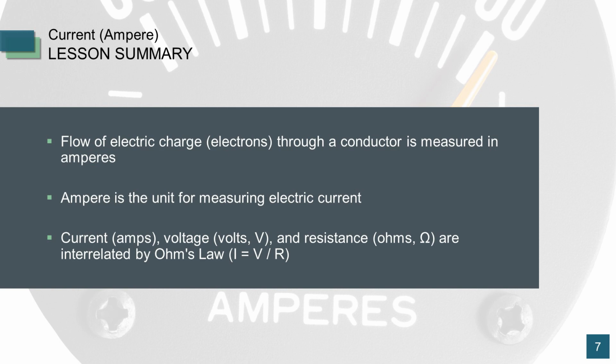Current, amps, voltage, volts, V, and resistance, ohms, omega, are interrelated by Ohm's law, I equals V divided by R. Voltage acts like the pressure pushing the current, while resistance restricts the flow. Understanding current flow is crucial for battery electric vehicle technicians to diagnose issues like overloaded circuits due to excessive current or power loss from insufficient current.